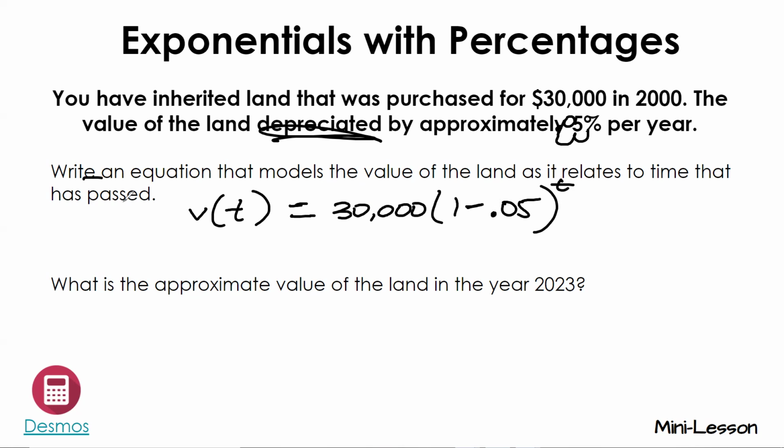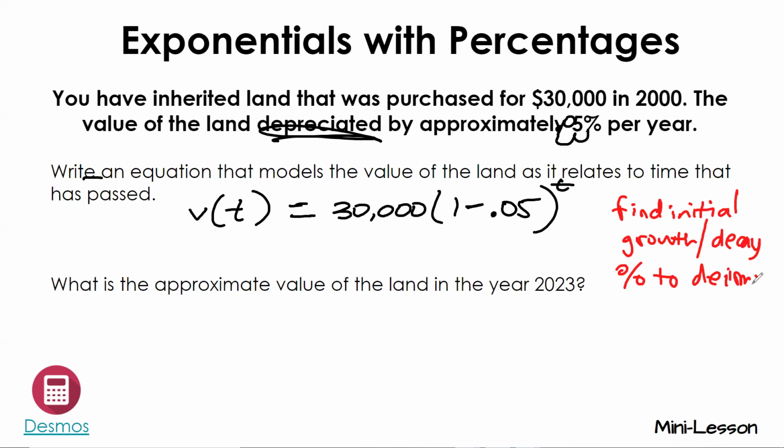I'm a big fan of steps. When I do this, in my head, I literally think, find your initial amount, which we did, which was 30,000. Then we decide whether it's growth or decay. So that's going to decide whether or not it's 1 plus or 1 minus. We change our percent to decimal. And then we raise the parentheses to the t power. So these are kind of like the little steps that I use when I write out these equations. You don't have to write that down, but if that helps you, you can.